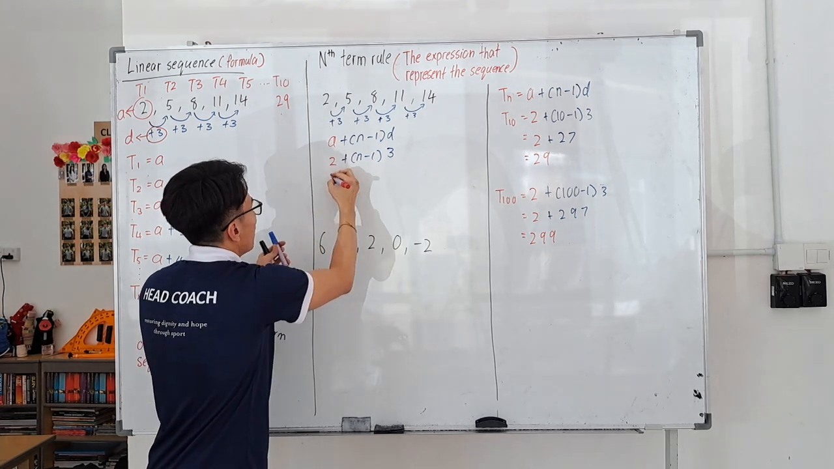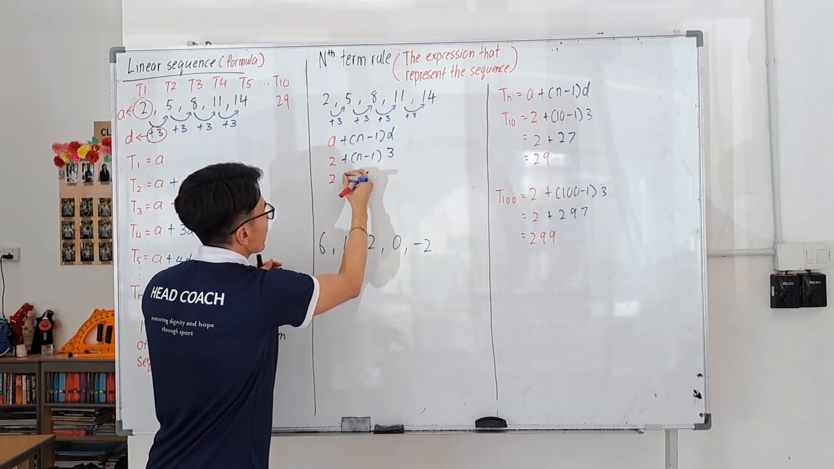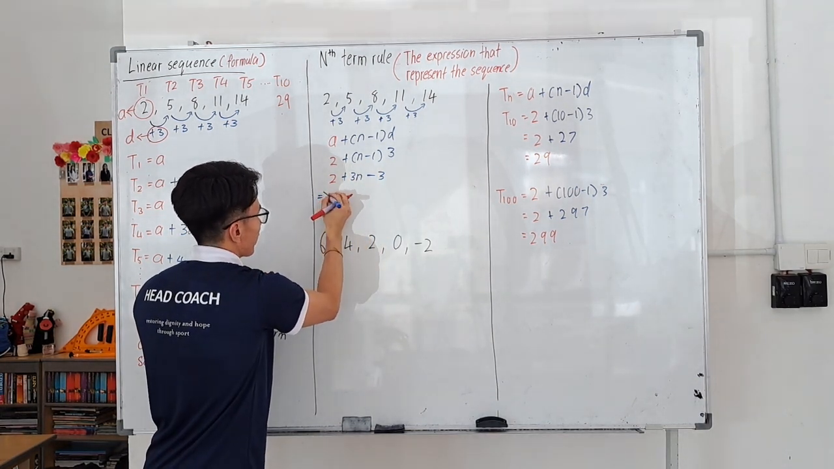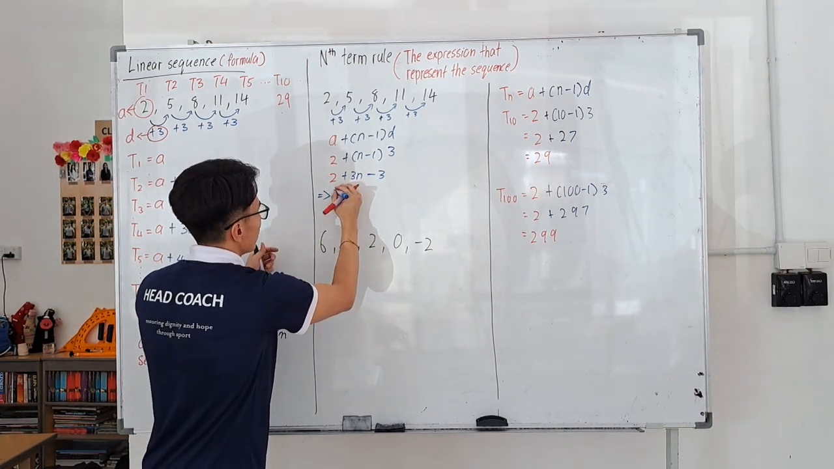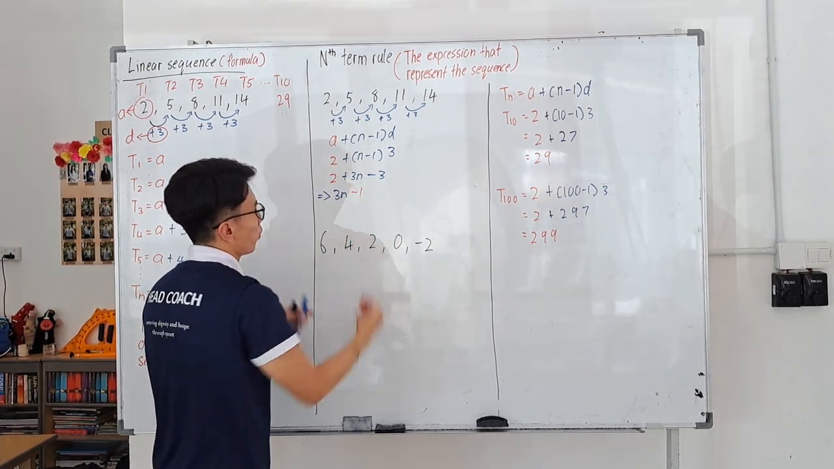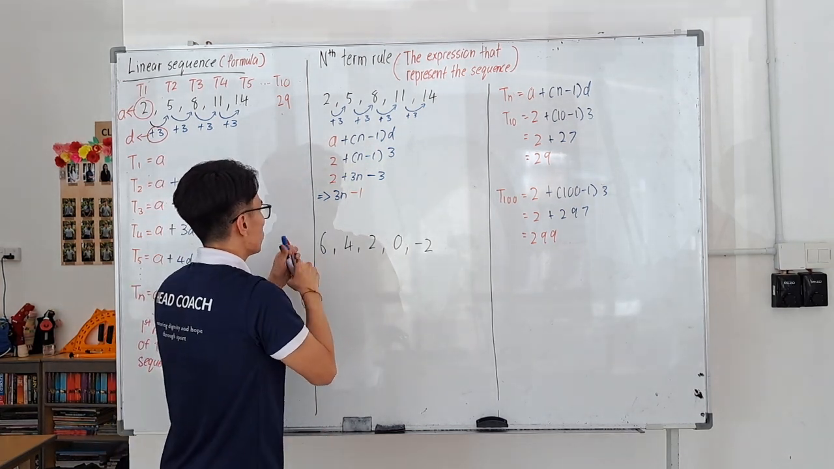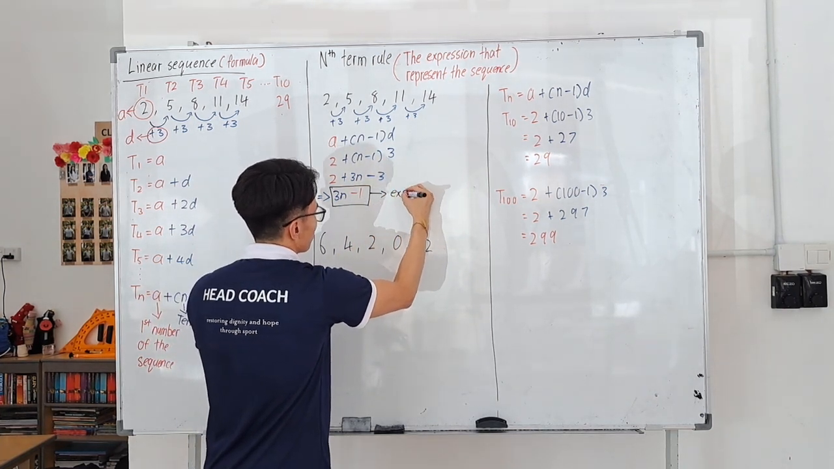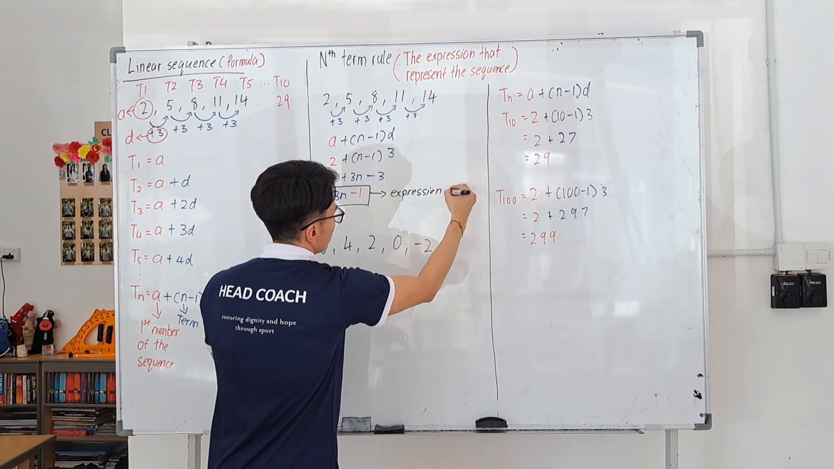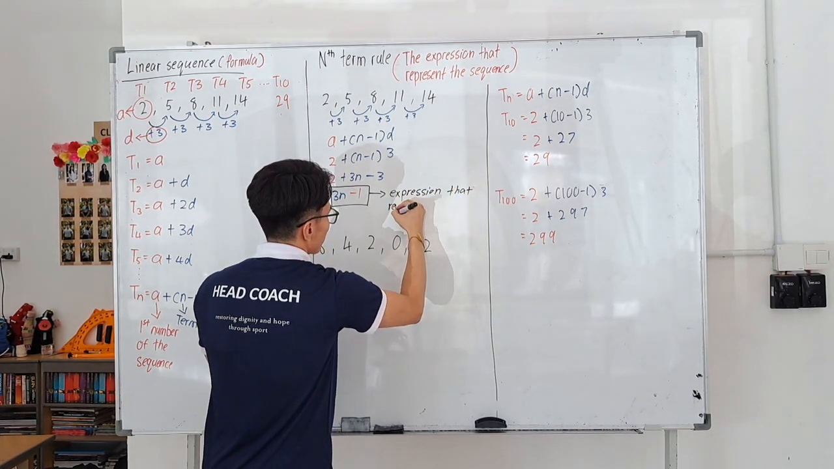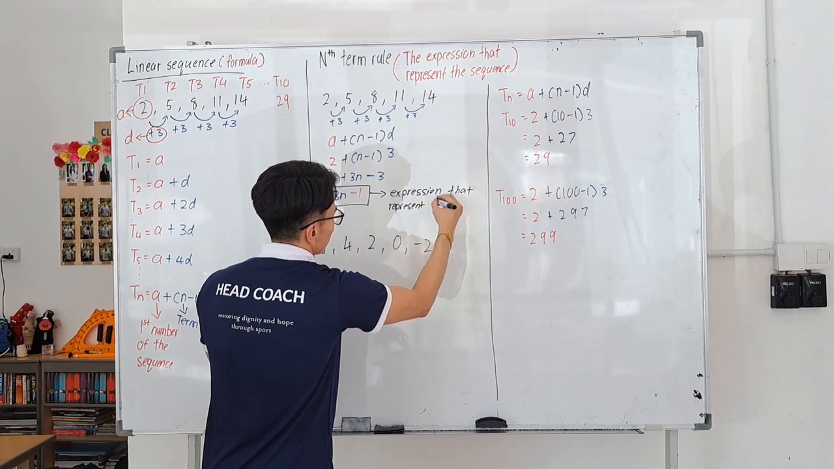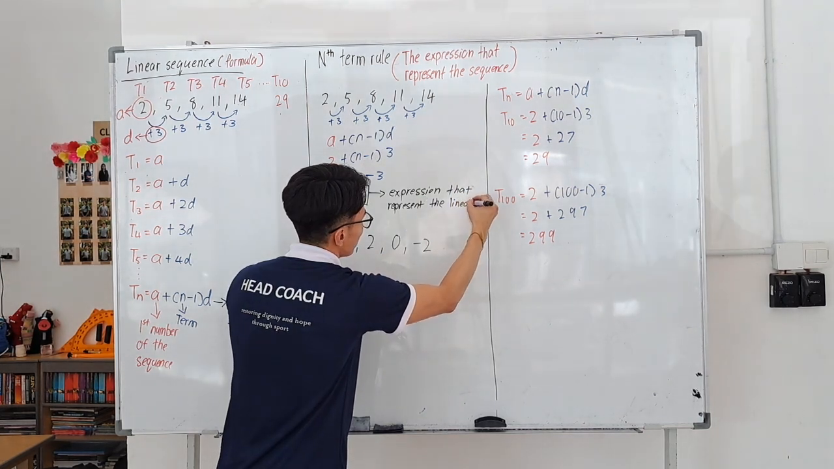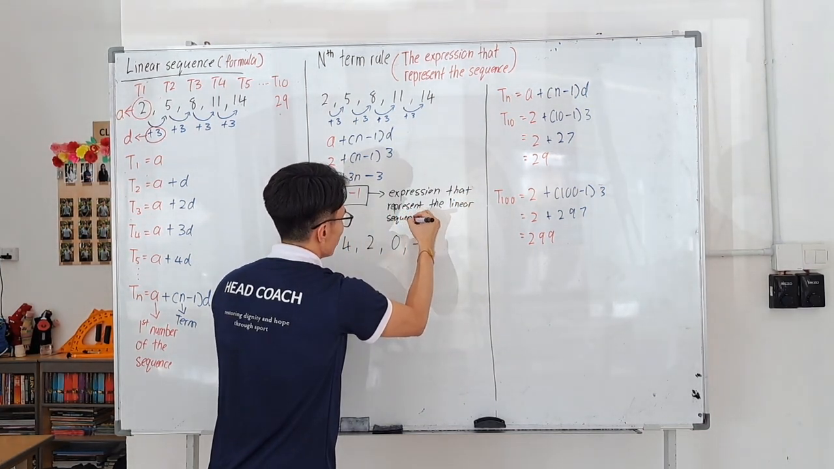So what do I get? I will get 2, and then I will get here plus 3n, and this one I will get minus 3. And so my final expression will look like this. It will be 3n minus 1. Okay, so what you are seeing right now over here, that is the expression that represents the linear sequence above.